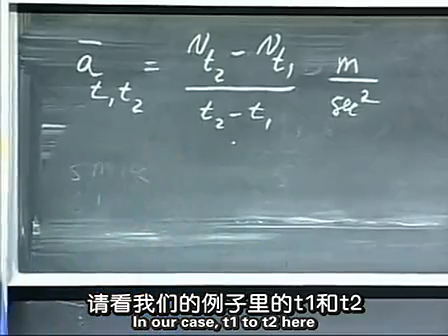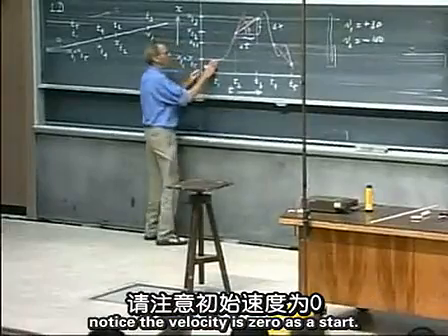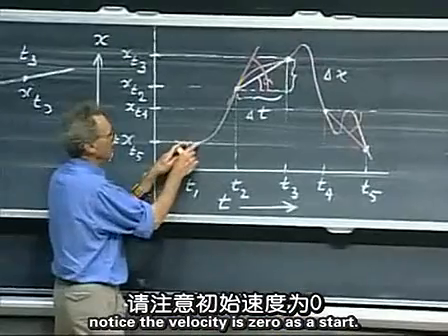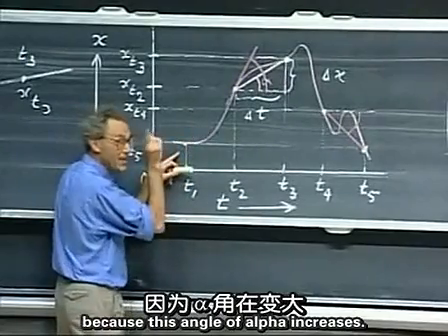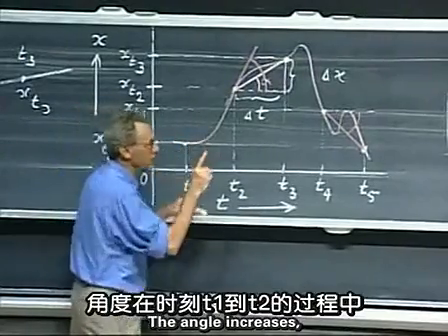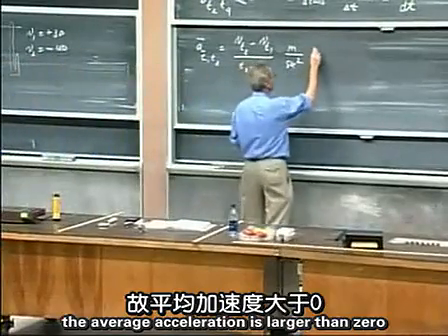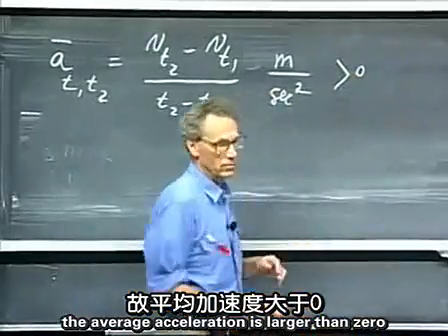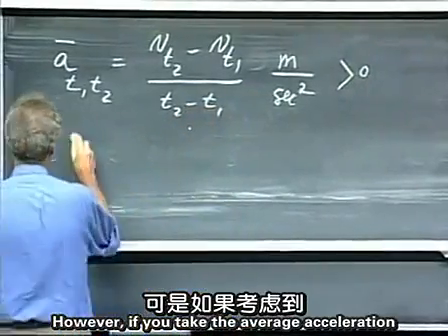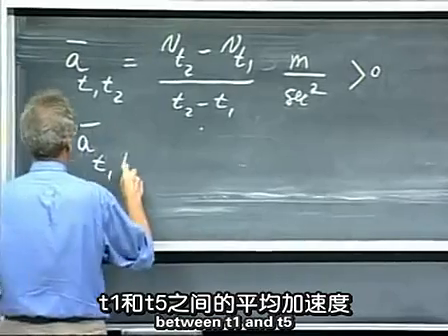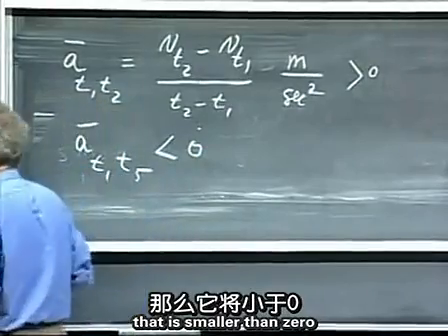In our case, t1 to t2, notice the velocity is 0 at the start, and it begins to increase because this angle alpha increases. It's the angle that matters. The angle increases, so from t1 to t2, the average acceleration is larger than 0. Look at the angle. However, if you take the average acceleration between t1 and t5, that is smaller than 0.